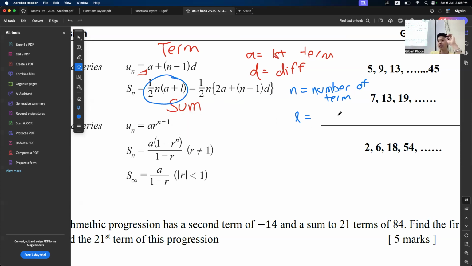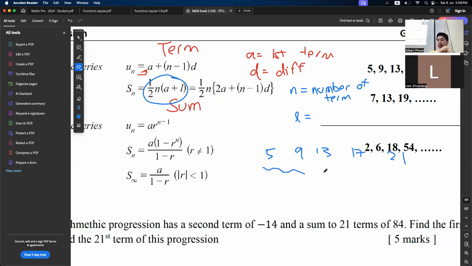This formula is actually to help you find the term if you're looking for the sum in between. So for example, let's just say 5, 9, 13, 17, and then like 21, right? Let's say I don't want to add the sum from 5 to 21. I only want to add from 9 to 17.